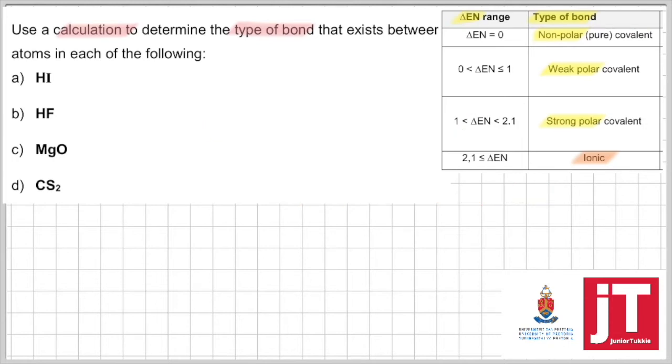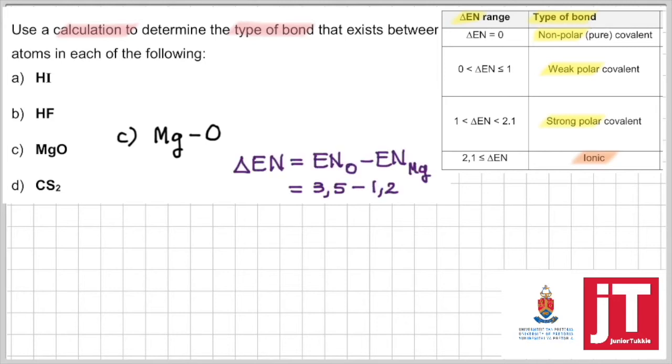In question C, we are dealing with the bond between magnesium and oxygen. Again, we calculate the difference in electronegativity by taking the electronegativity of oxygen, which is 3.5, and subtracting the electronegativity of magnesium, which is 1.2. This gives us an answer of 2.3.